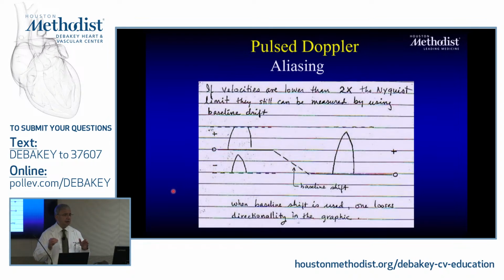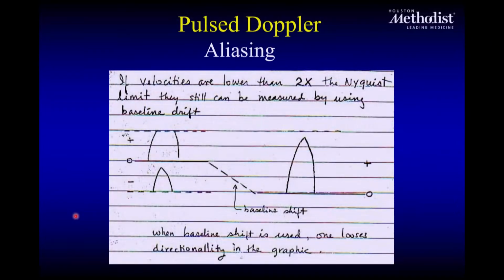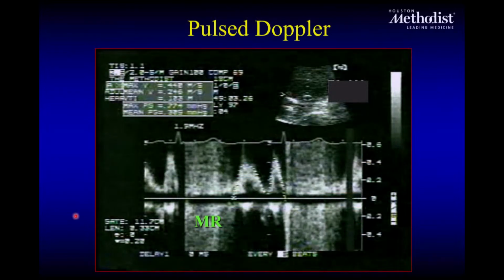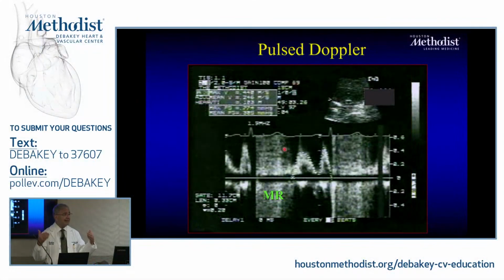Now you could play a trick and say I can double that a little bit by changing my baseline shift. I know that LV outflow is going away from my transducer into the aorta, so I don't care about polarity. I just want to change my baseline shift to be able to get the whole velocity. And this is aliasing. You see that in any high velocity. This is mitral regurgitation. You'll see the same thing in any high velocity that you can't resolve because I don't have the pulse repetition frequency high enough to do that.